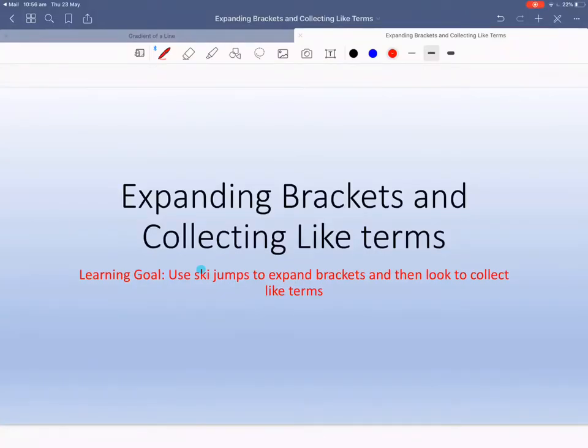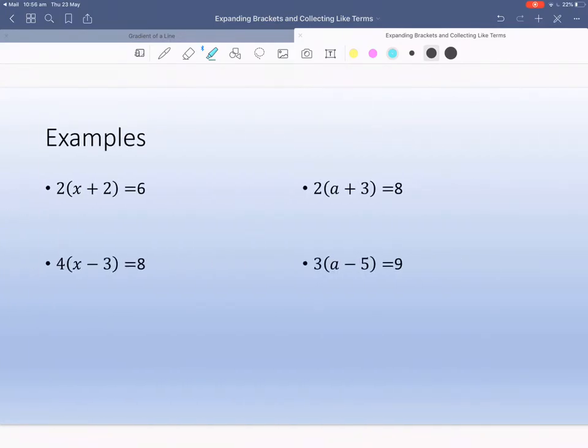In this lesson, we're going to be working on expanding brackets and collecting like terms, all right? So we're going to use ski jumps to expand brackets, and for most of those, that's all we're going to do. But that might be later on, okay? Let's get into our goal. All right, here's the examples.